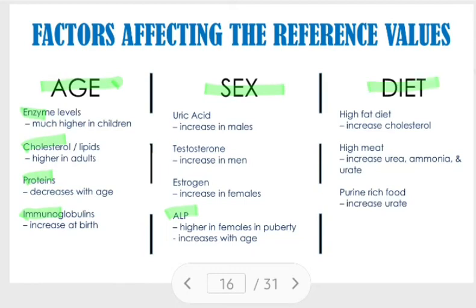Next, we have the diet. A high-fat diet increases cholesterol. A high-meat diet increases urea, ammonia, and urate, whereas purine-rich food increases urate.